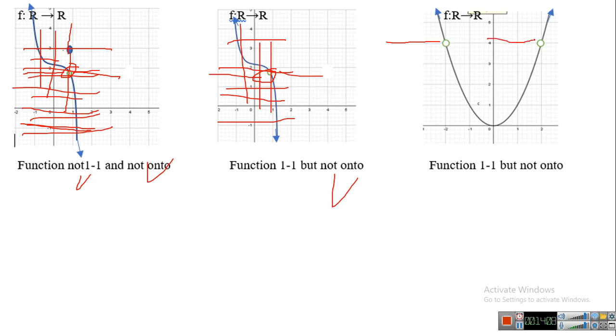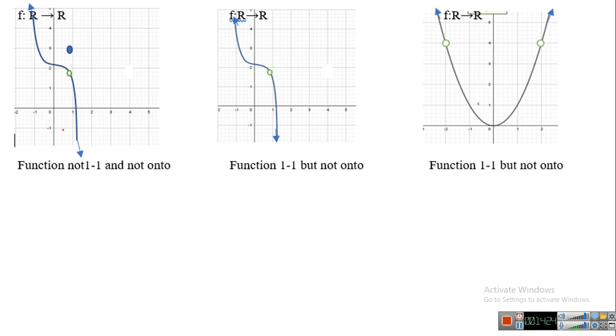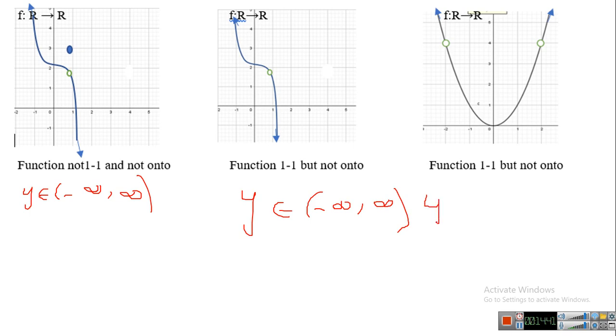Here it's not onto also. This is a function 100%, but it's not one-to-one. Why? Because if you draw like here, you have more than one point of intersection. And concerning the range, let me put the range. Here it goes up and here it goes down, so from -infinity till infinity. Here also from -infinity till infinity. And the last one, y belongs from 0 closed till infinity open.